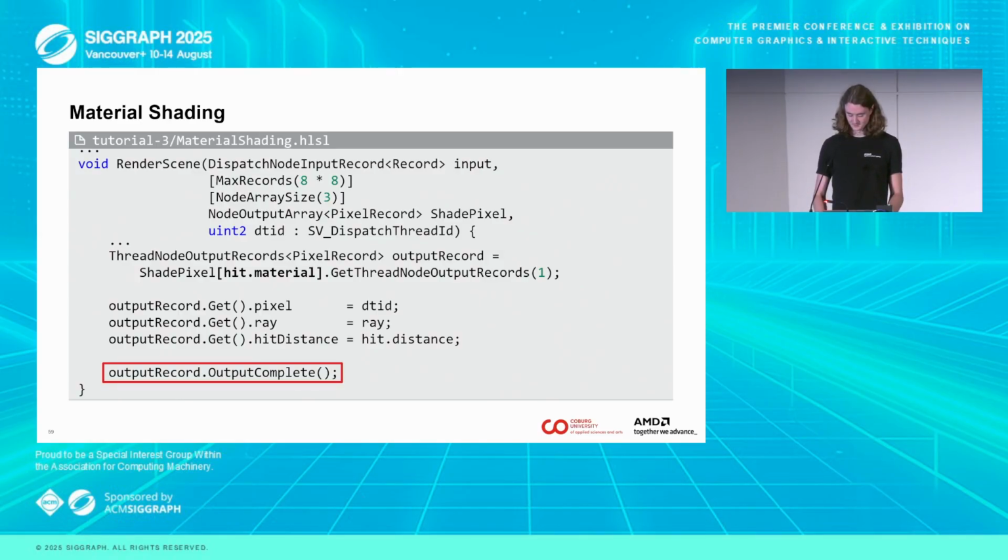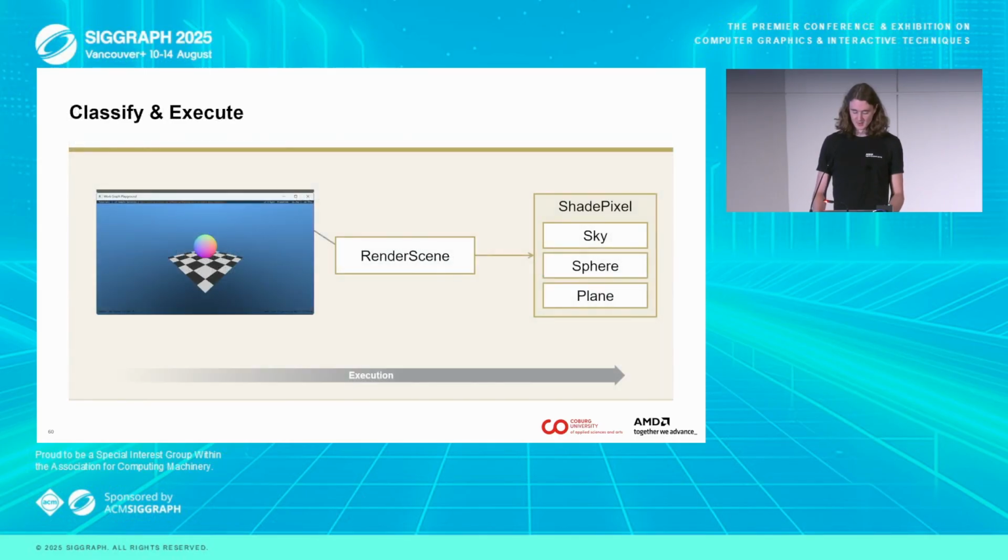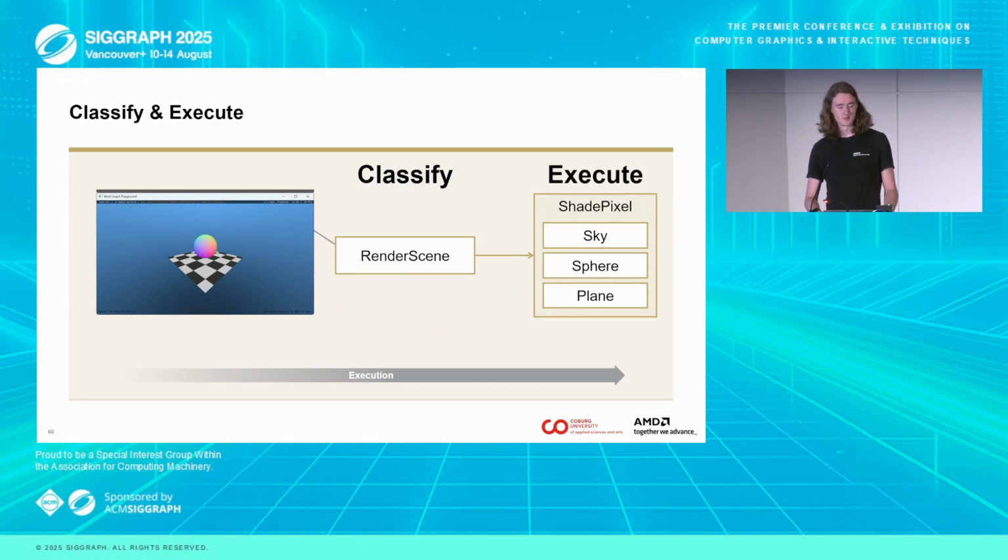So just to summarize what we've done here, we've basically written a classify execute pattern where the render scene will classify, okay, this is the material that I'm going to use for this pixel. And then we moved all of the execution, all of the material shading, into dedicated nodes and bundled all of this together with a node array.